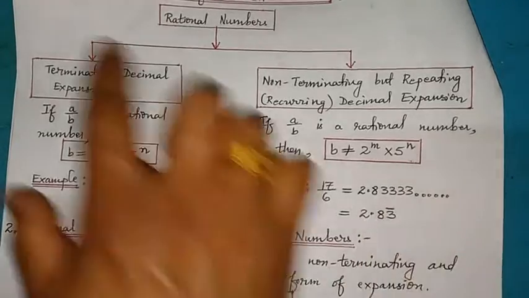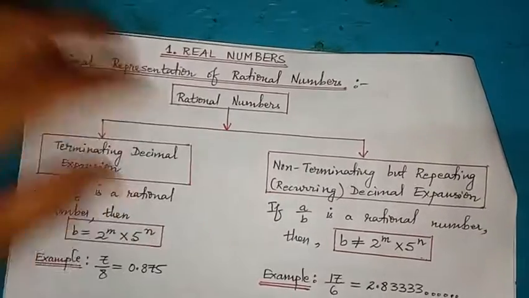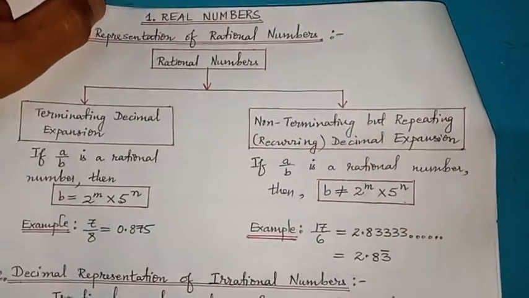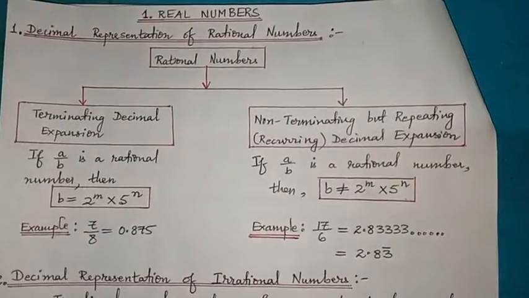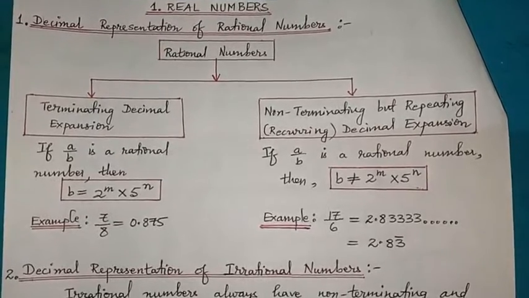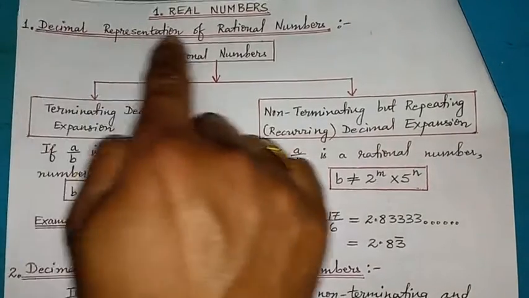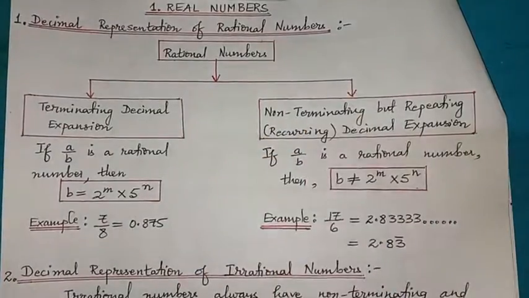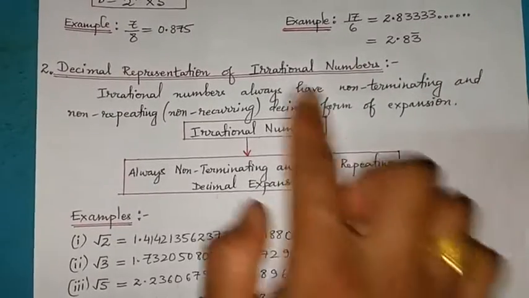So this is the decimal representation of a rational number. But as I told you, only knowing about rational numbers is not wise. When you have knowledge of something, you should have complete knowledge about that subject. Since we have done the decimal representation of rational numbers, let us see what the decimal representation of irrational numbers is.